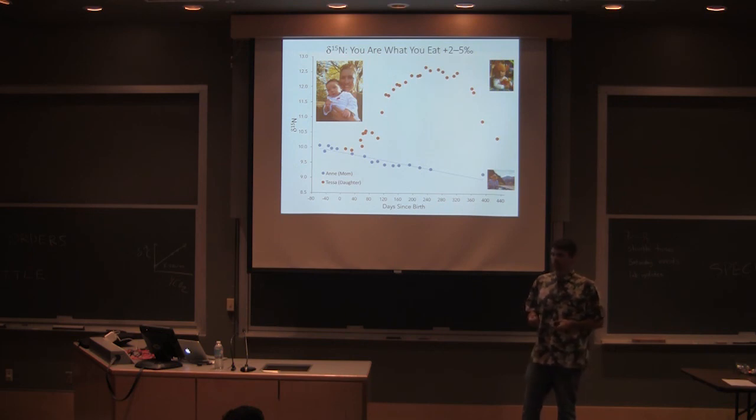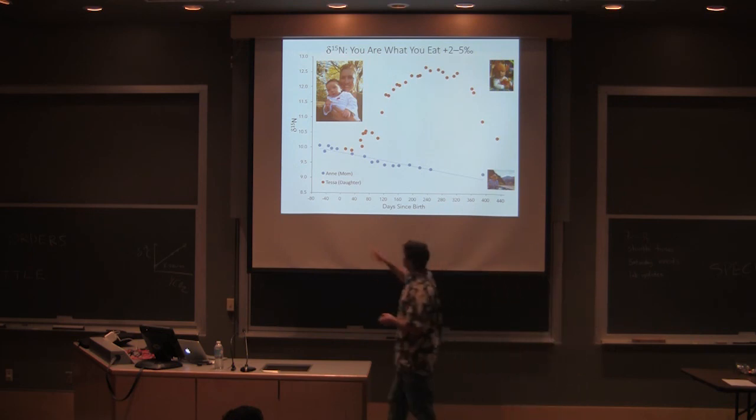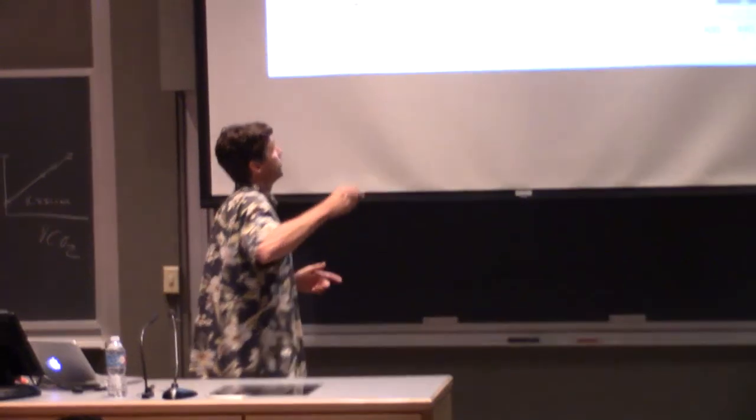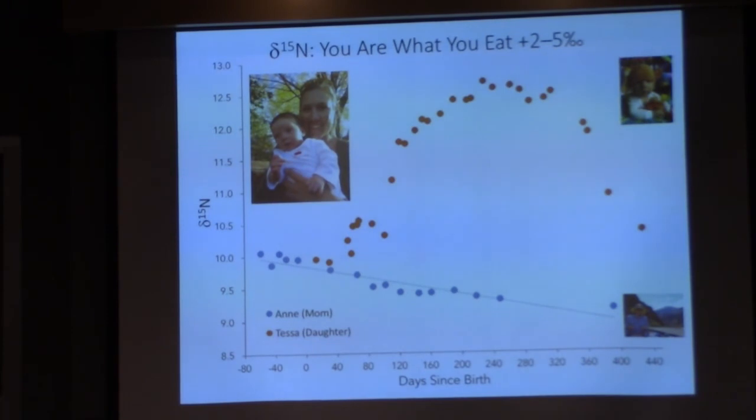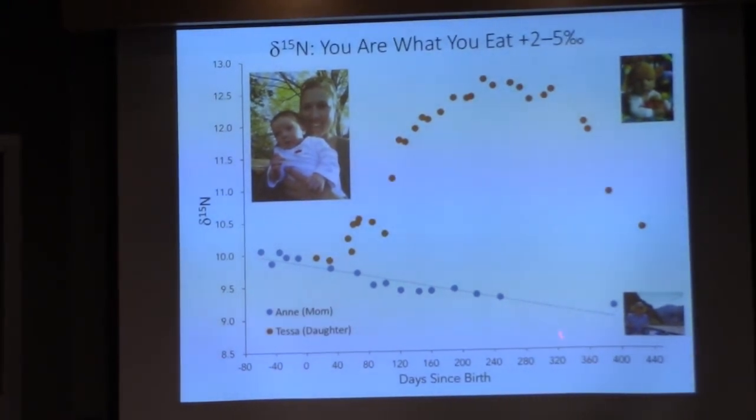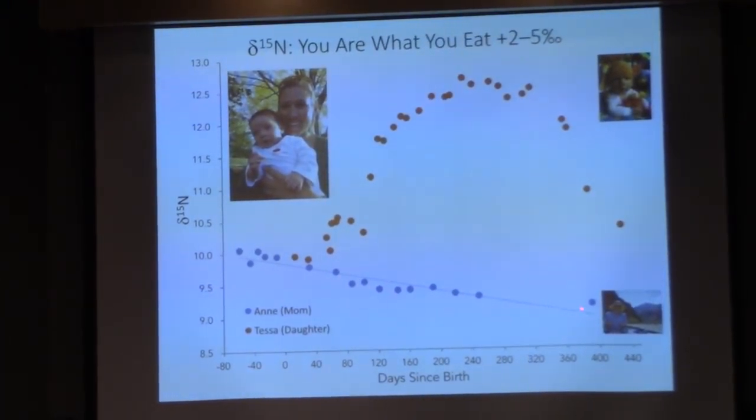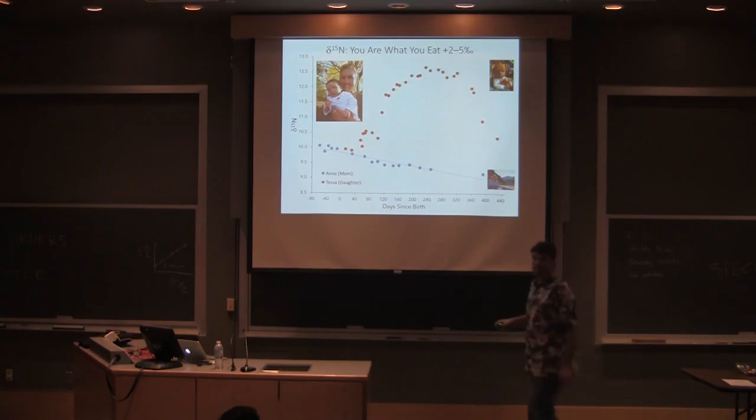You can also see that mom's isotope values are decreasing over time. I'm not going to get into that right now because I don't have time. It's an interesting observation, and it's pretty nice. It's only about 1 per mil, but it's a pretty nice decrease. So you are what you eat, plus 2 to 5 per mil.